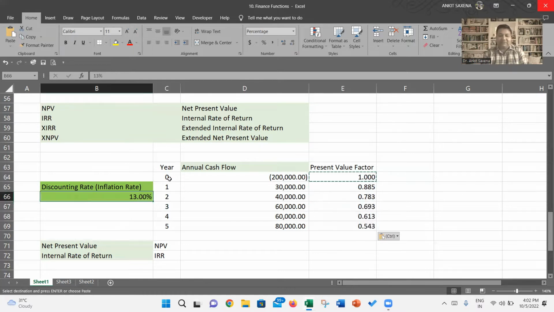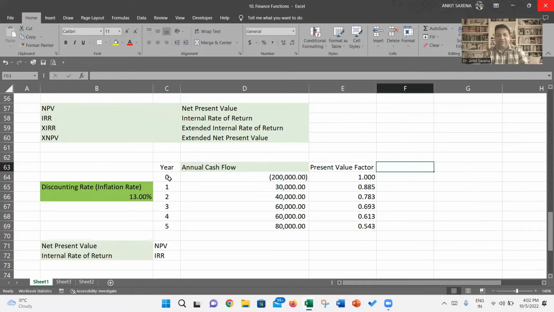The idea is, if you change it to 10%, it will give you the present value factors at the rate of 10%. If you have a 9% discounting rate, the present value factors will automatically update because we have linked this calculation accordingly. So now let's say this is the present value factor.